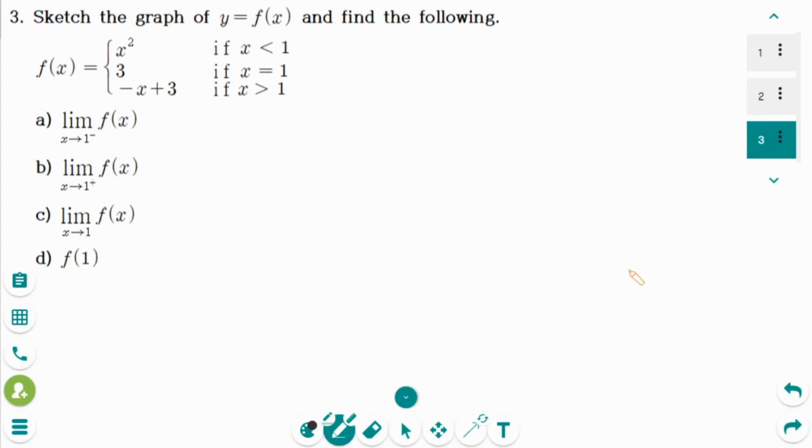This is the next question. f of x is a piecewise function. We can start with the y equals x squared graph. So start with the origin, and then 1 by 1, and 1 by 1, 2, 3. Same, the 1 by 1, and 1 by 1, 2, 3. And then draw the graph.